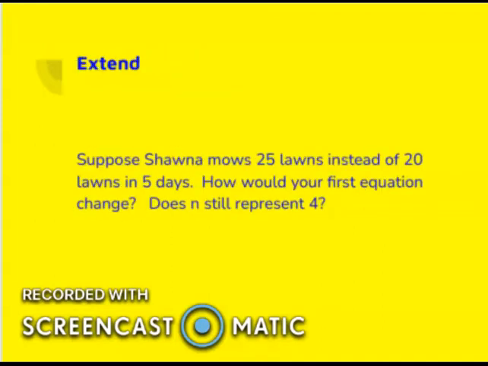Let's extend our thinking here. So let's suppose that Shauna mows 25 lawns instead of 20 in 5 days. How would the first equation change? Does N still represent 4? So would the first equation that we wrote, the 20 divided by 5, change for this problem if she mows 25 lawns instead of 20?